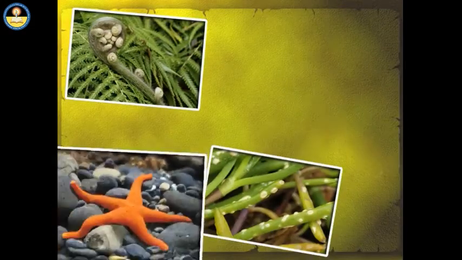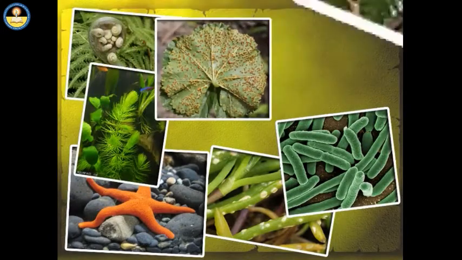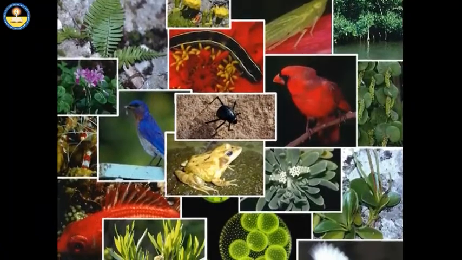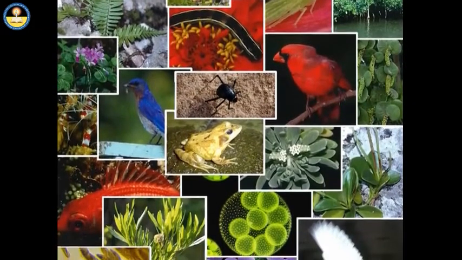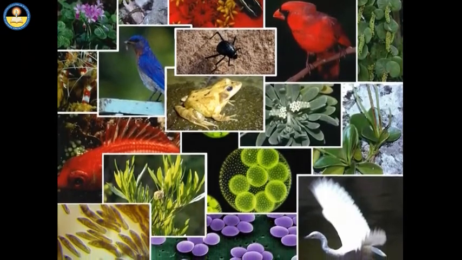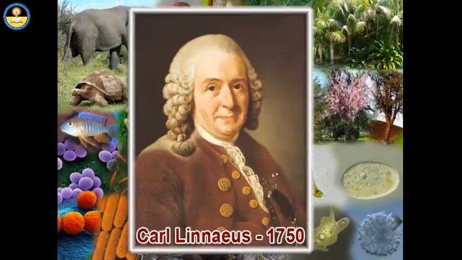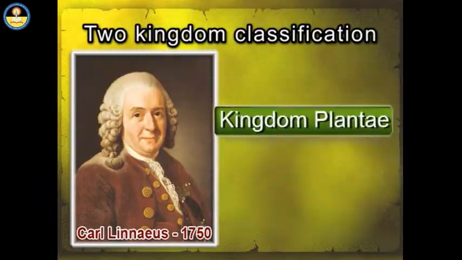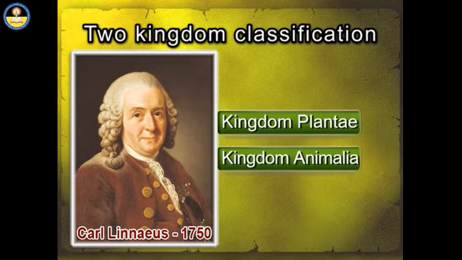Biological classification helps in studying the wide variety of organisms and their interrelationship. 5 kingdoms classification. All living things were lumped together into 2 kingdoms, namely plants and animals. In the year 1750, a famous botanist, Carl Linnaeus, developed the method of binomial nomenclature and grouped different types of species present on the planet Earth into 2 kingdoms, Kingdom Plantae and Kingdom Animalia.